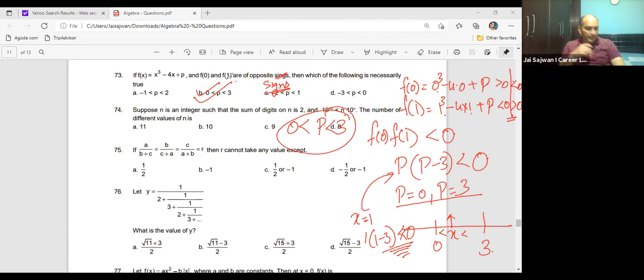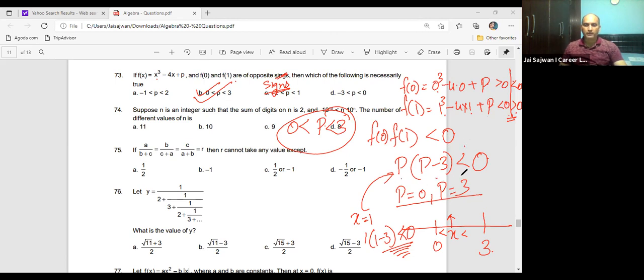Danish, it is saying that at x is equal to 0 and at x is equal to 1, they are coming off opposite signs. Opposite sign means when you put x is equal to 0, I have replaced x: 0 minus 4 into 0 plus p. Second, when you put 1: 1 minus 4 plus p. So if one is positive, second is negative, or first is negative, second is positive, the product of these two values will come out to be less than 0.